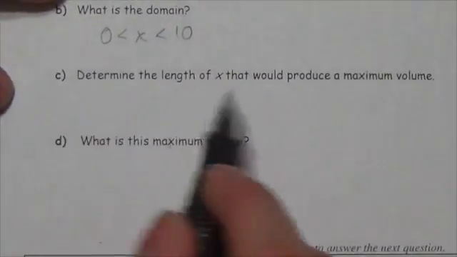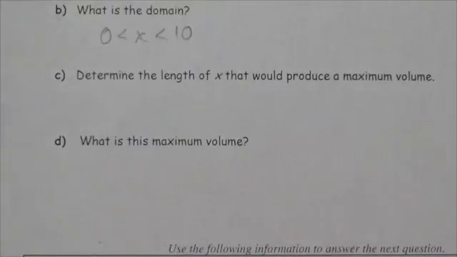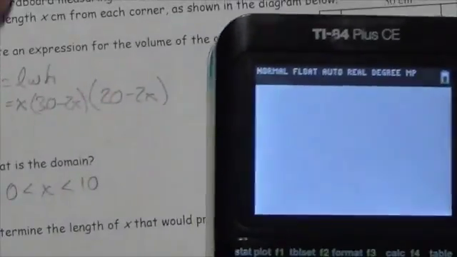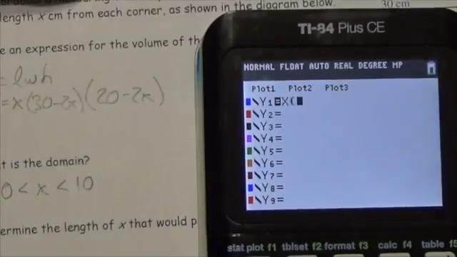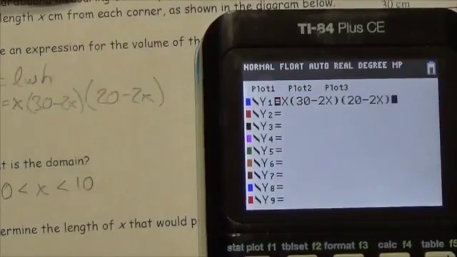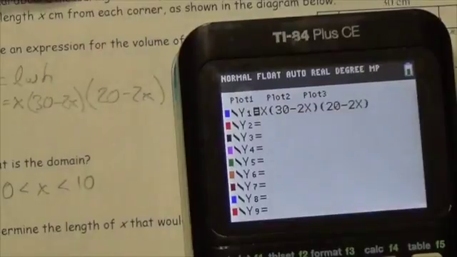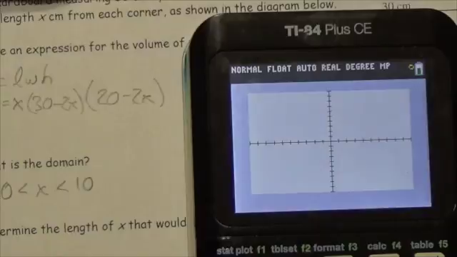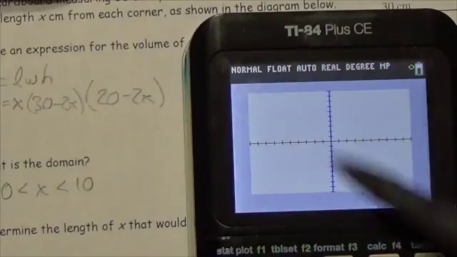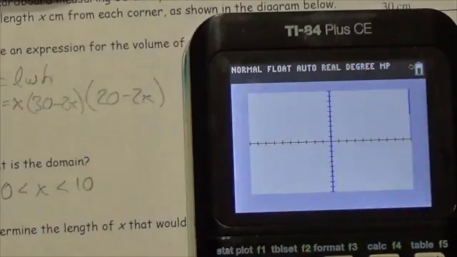Now, next question says, determine the length of x that would produce a maximum value. Well, okay, now to do that, what I need to do here is I really want to graph this. So I'm going to take the equation that I just built here, and I'm going to plug this into y equals. That's going to be x, bracket, 30 minus 2x, 20 minus 2x. Now, my window settings are right back at standard zoom settings, so let's just see what happens when I press graph. It's thinking. Okay, it quickly draws a blue line there.